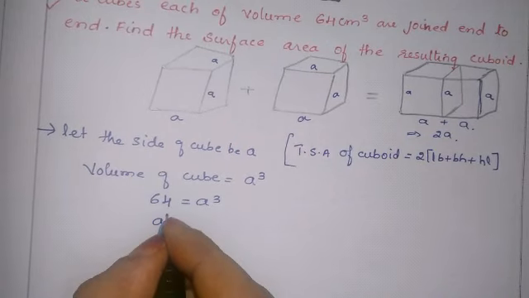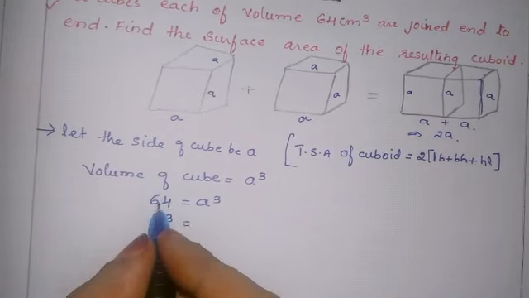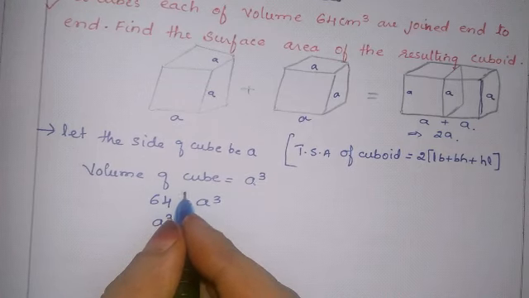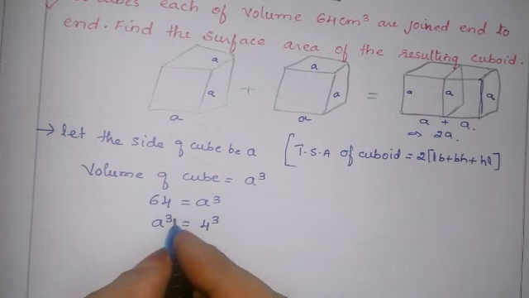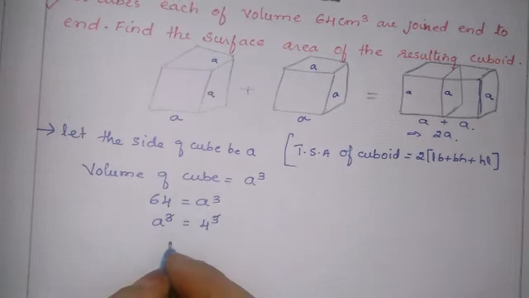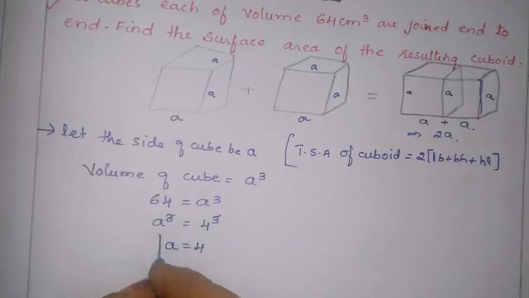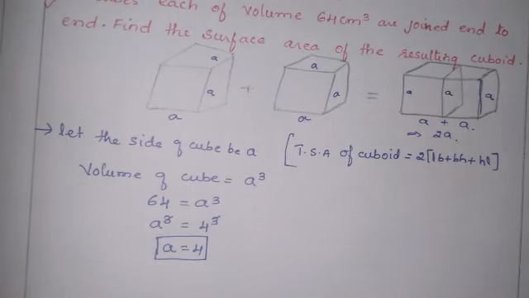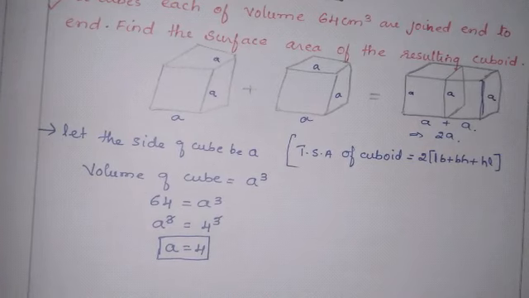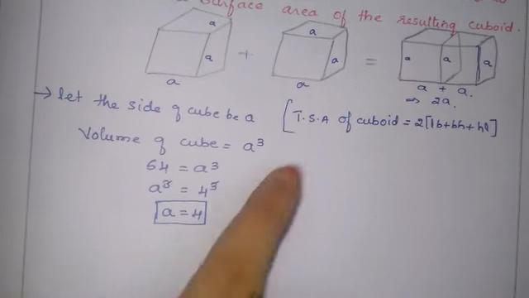A cube is equals to, we know that 4 4s are 16, 16 4s are 64. That is, 4 cube is 64. So the cube gets cancelled, and A is equals to 4. We got the value of A as 4. The side value is 4. Now we have to find the surface area of the cuboid.